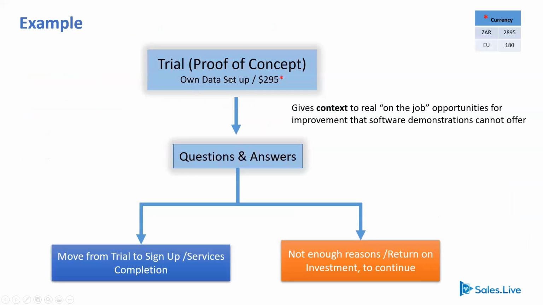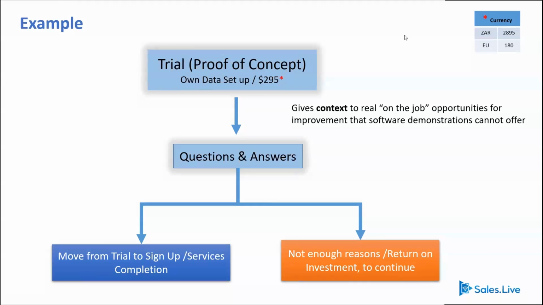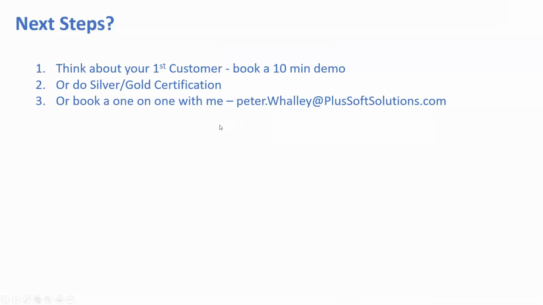Just to give you an example, we also have a setup cost for the trial, and we do that so that we can train the customer. We set them up on their own data, and this is again the first customer, and it gives real quality context on the job information for the customer, and there's US currencies as well.